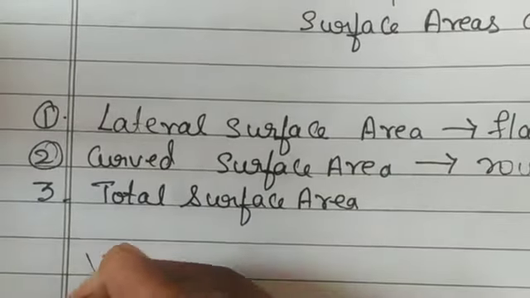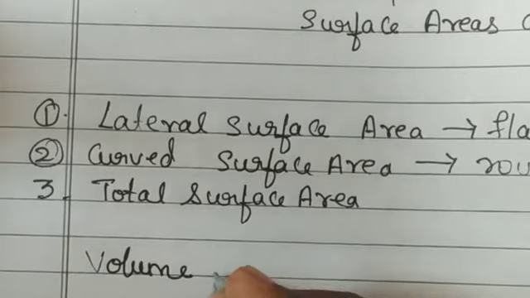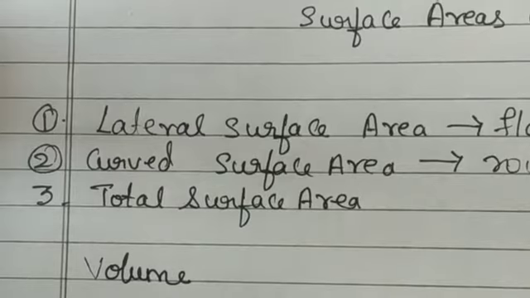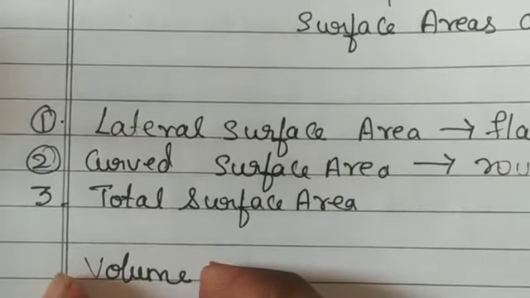Now second is volume. What is the volume? Volume is the capacity. For example, take a water bottle: you will see how much it can hold. The capacity of things that it can hold, that is our volume.